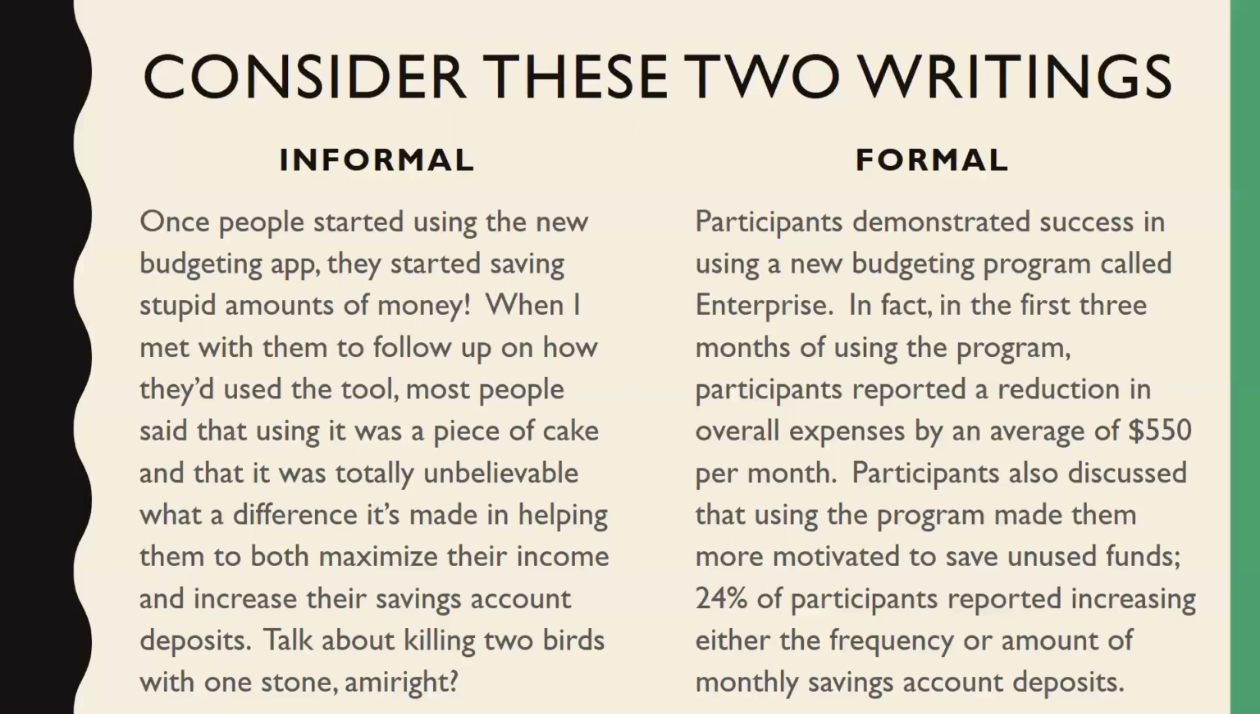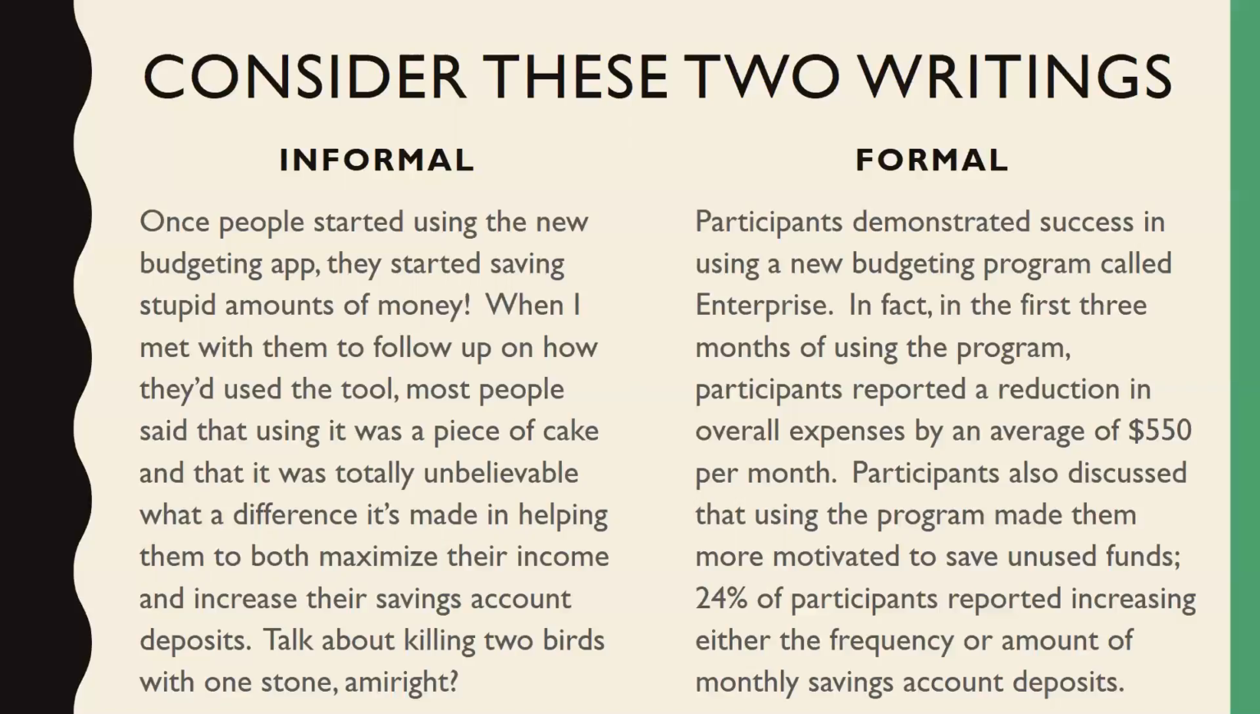Participants demonstrated success in using a new budgeting program called Enterprise. In fact, in the first 3 months of using the program, participants reported a reduction in overall expenses by an average of $550 per month. Participants also discussed that using the program made them more motivated to save unused funds. 24% of participants reported increasing either the frequency or amount of monthly savings account deposits. So really we have the same kinds of information, but we've done a few things in the formal writing that really help us to bolster academic tone.